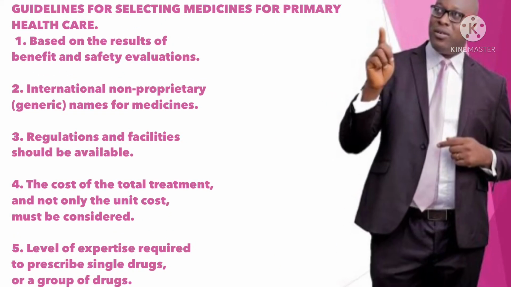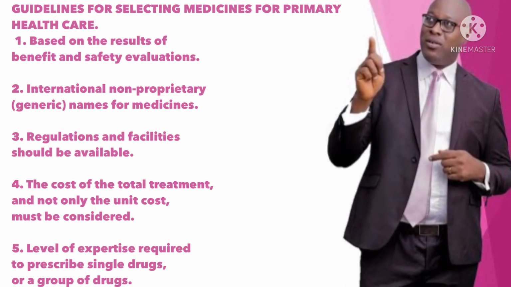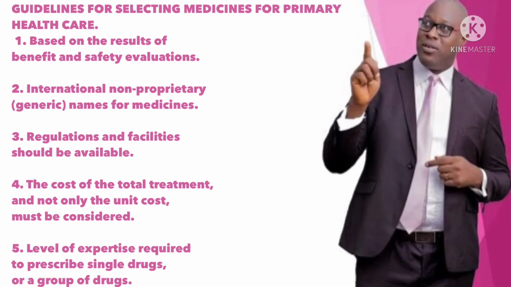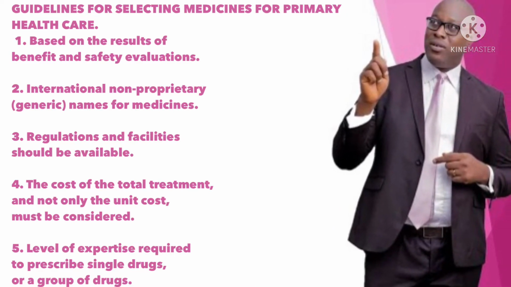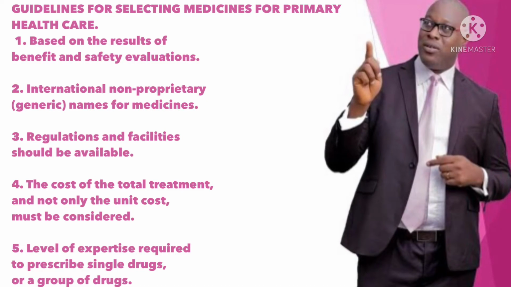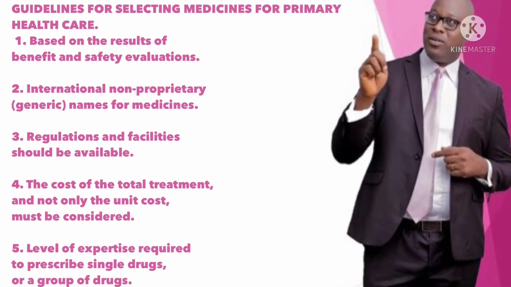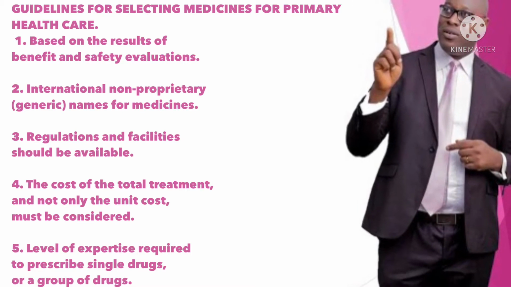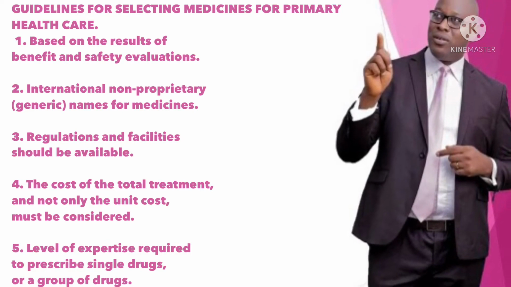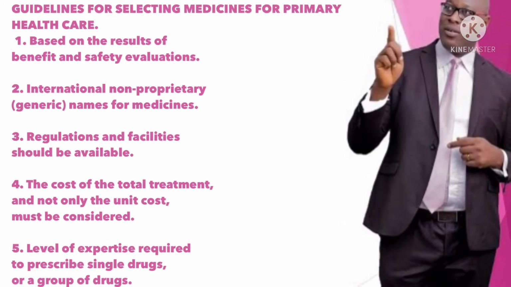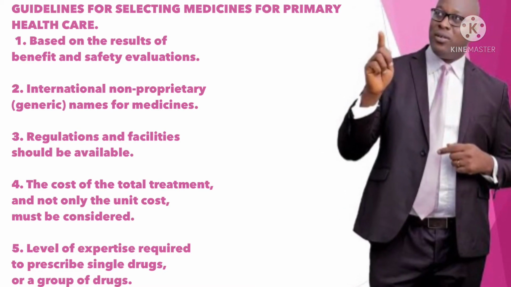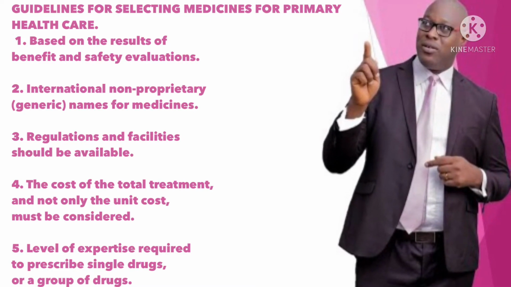Guidelines for selecting medicines for primary health care. The following guidelines for selection of essential medicines for primary health care are intended to ensure that the process of selection will be unbiased, and based on the best available scientific information, yet allow for a degree of variation or flexibility, to take into account local needs and requirements. These guidelines include the following. 1. Medicine selection should be based on the results of benefit and safety evaluations, obtained from controlled clinical trials and/or epidemiological studies. 2. The international non-proprietary, generic, names for medicines or pharmaceutical substances, should be used whenever available.